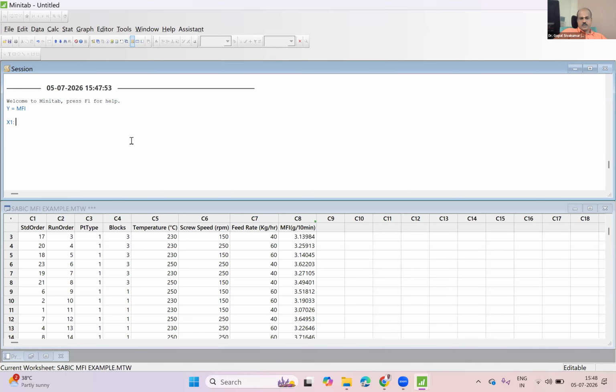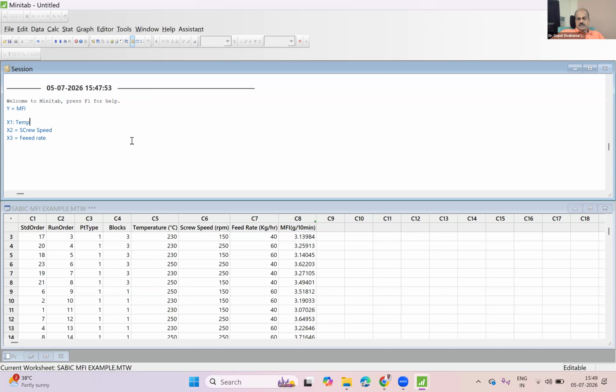X1 may be temperature, and X2 may be screw speed. Yes, sir, screw speed. Then X3 will be feed rate. Then X4 will be, what is X4? No X4. We have only three. There are only three.